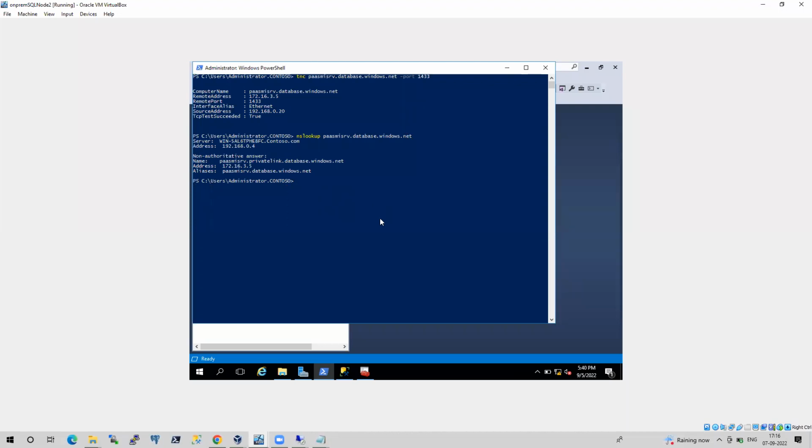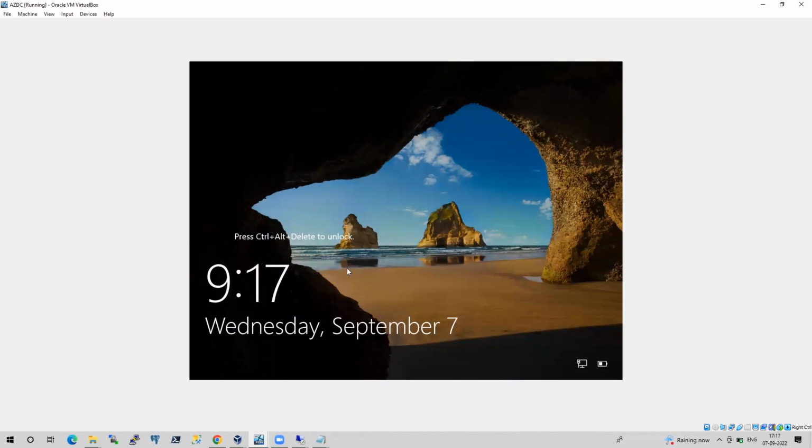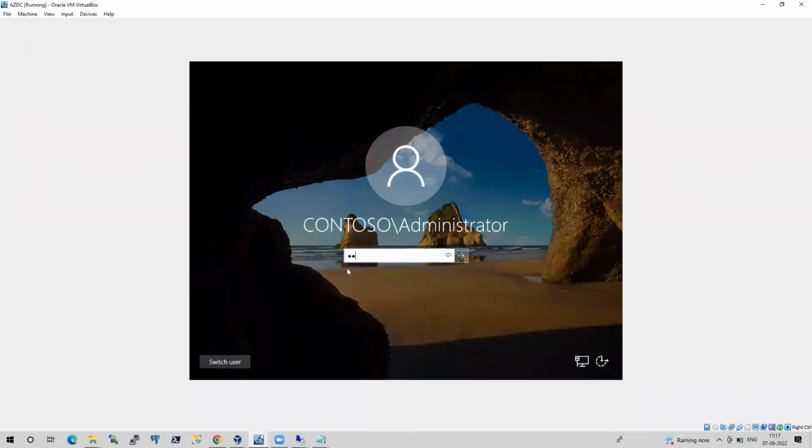So why is it not working from the DC VNet? You know the answer at least, right? You know why it is not working, because it is having custom DNS. Even on-premises I have custom DNS. If you see, let me show you. This is my DNS.